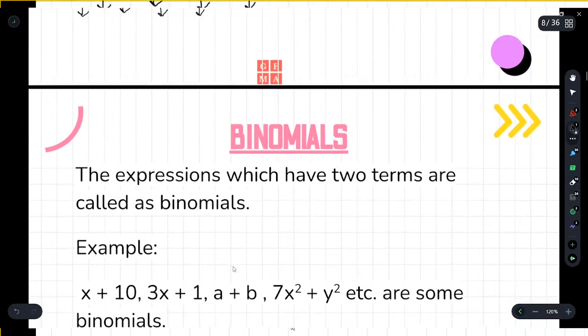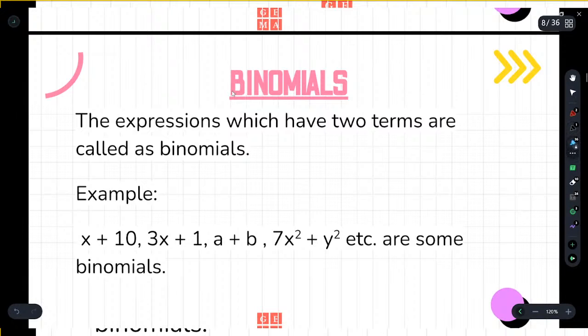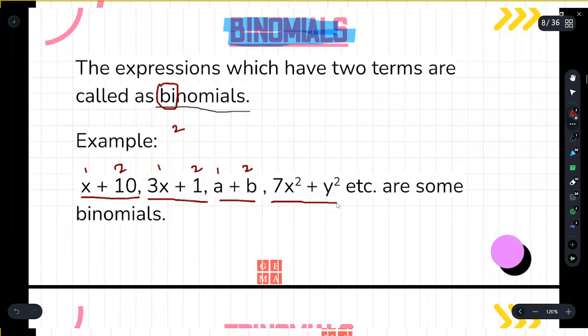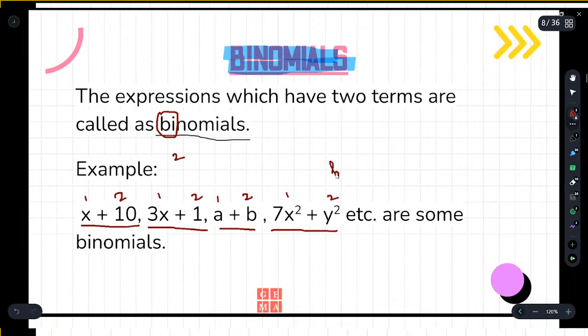Let's go next then. Binomials. What are binomials? The expressions which have two terms are called binomials. Okay, so binomials, as I said, have two terms in them. Like these examples, x plus 10. 1 and 2 terms, right? 3x plus 1. Again 1 and 2 terms. a plus b. 1 and 2 terms. 7x square plus y square. 1 and 2 terms. That's why these are binomials. Okay, let's move on next. What's there?